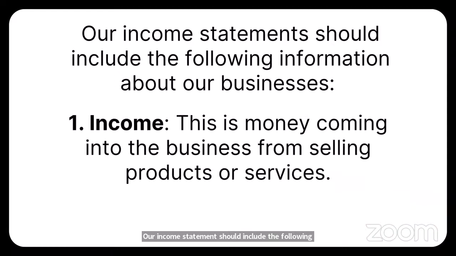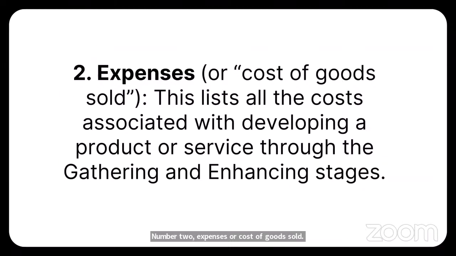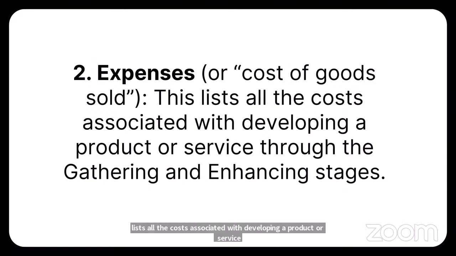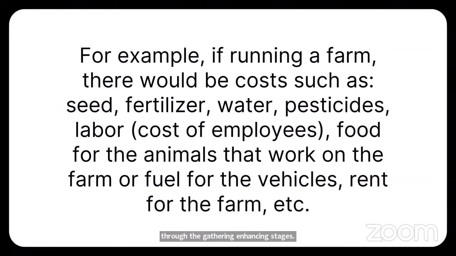Number 1, income. This is the money coming into the business from selling products or services. Number 2, expenses, or cost of goods sold. This lists all the costs associated with developing a product or service through the gathering, enhancing stages. For example, if running a farm, there would be costs such as seed, fertilizer, water, pesticides, labor. That's the cost of the employees, food for the animals that work on the farm, or fuel for the vehicles, rent for the farm, etc.